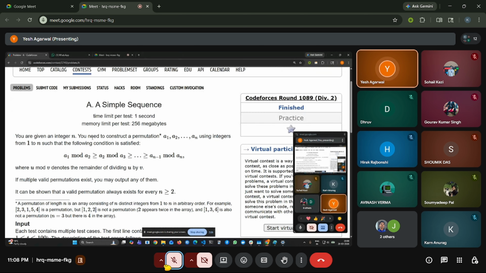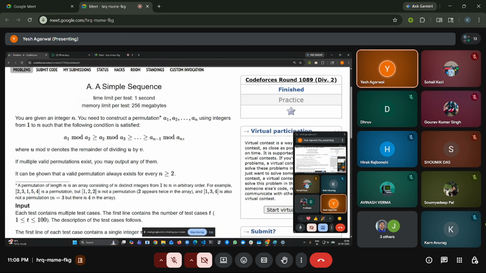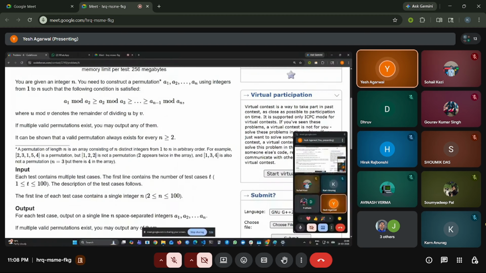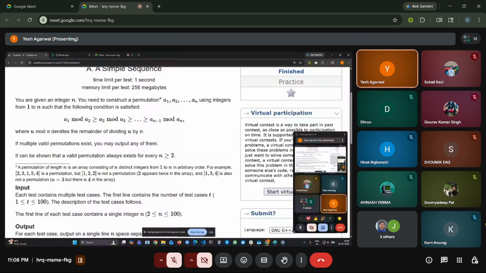You are given an integer n, and you need to construct a permutation using integers from 1 to n such that the following condition is satisfied. This is the condition: basically, the mod of AI mod AI plus 1. So it's asking us to do that and make sure that this condition is satisfied. You can output any of them. This question is very simple.